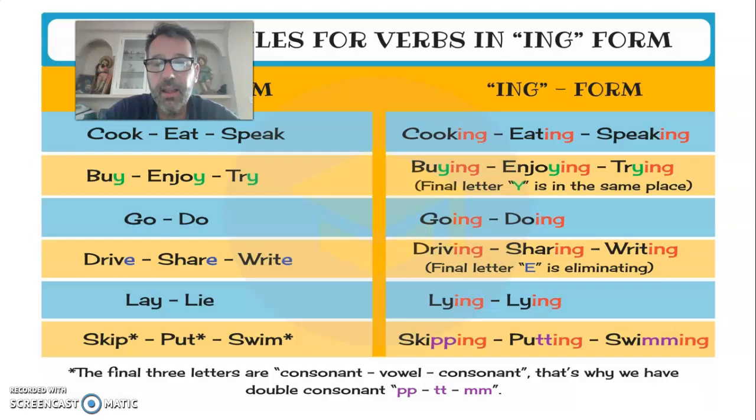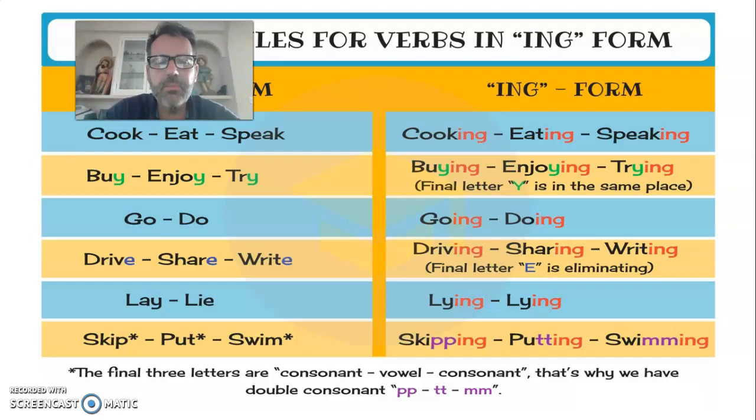Now lay, lie. Here, lay, lying is impossible. You need to take off the A. When you lie, I'm going to tell you a little secret: I see a donkey flying. That's a lie. Come on, don't lie to me. The donkey doesn't fly. So we do say lying, you're lying to me. We use the ing right there.